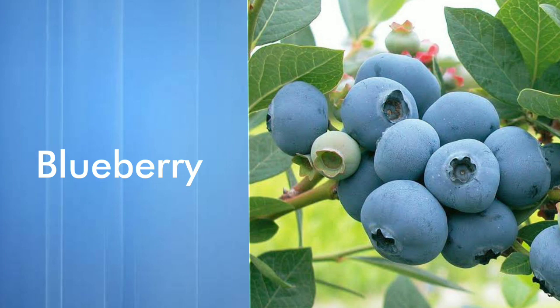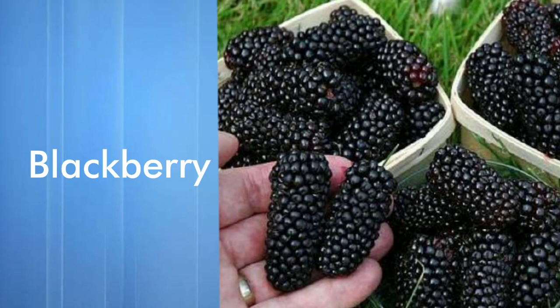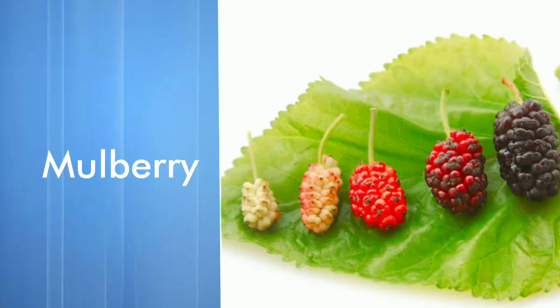Next we have raspberry. What is it? It is raspberry. P is silent in this letter. Okay. Next we have blackberry. It is blackberry. What is it? Next we have mulberry. It is mulberry. What is it?